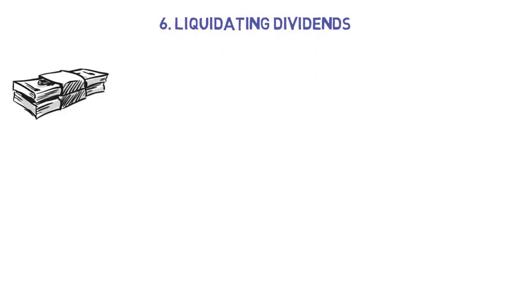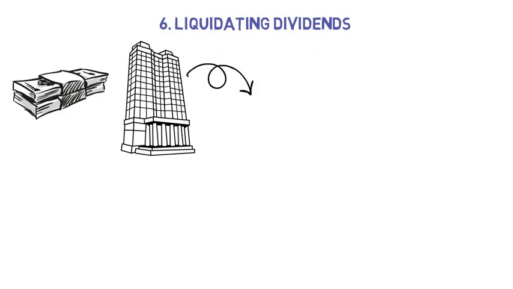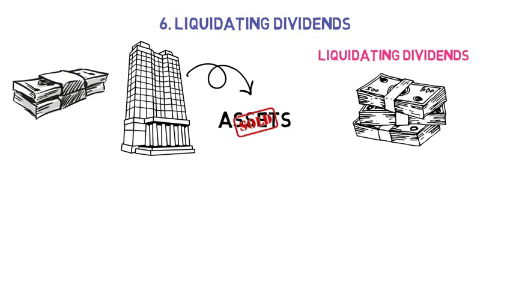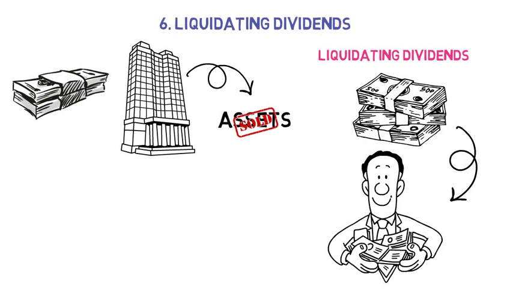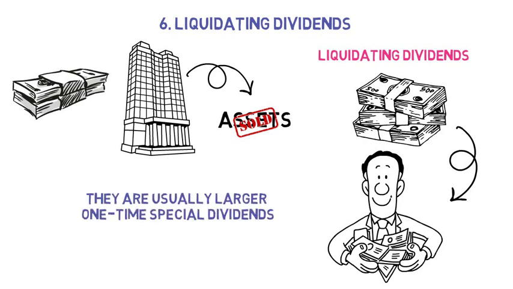Number 6. Liquidating dividends. These dividends are paid out when a company sells a substantial part of its assets. Liquidating dividends distribute earnings from the sale back to shareholders. They're usually larger one-time special dividends.